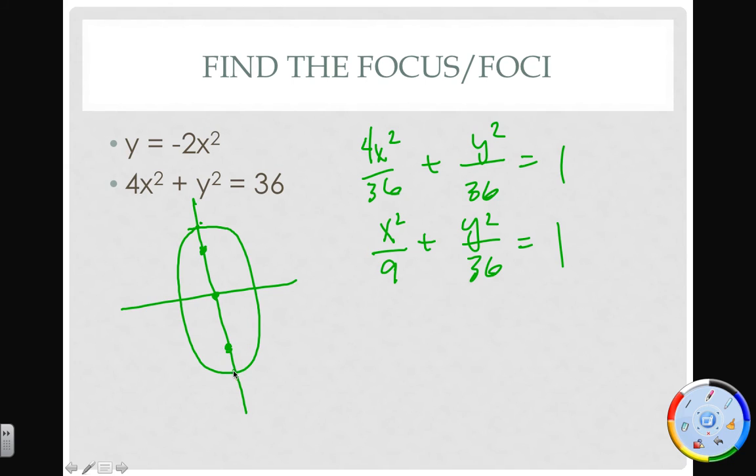But in order to find that, I need a C value. So I need to know what is C. Well, I can find C if I know what A is and I know what B is. That's easy because I have them in my equation. This number under the y squared is A squared, which means A is 6. And this number under the x squared is B squared, so I know that B is 3.